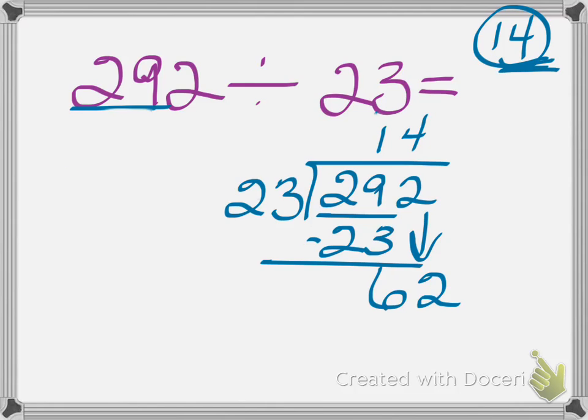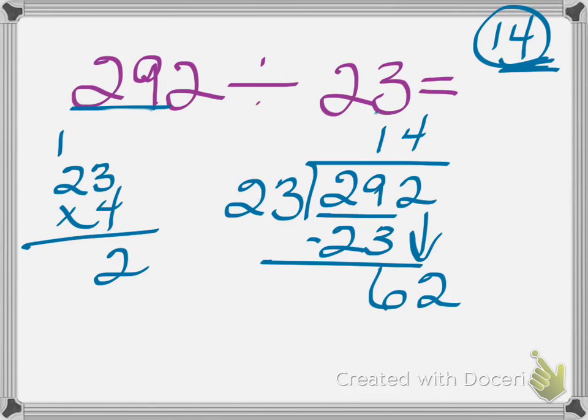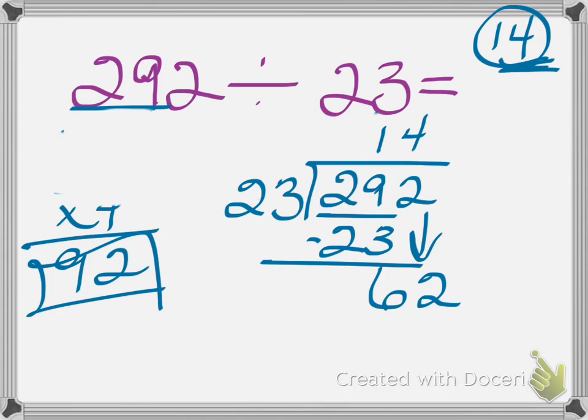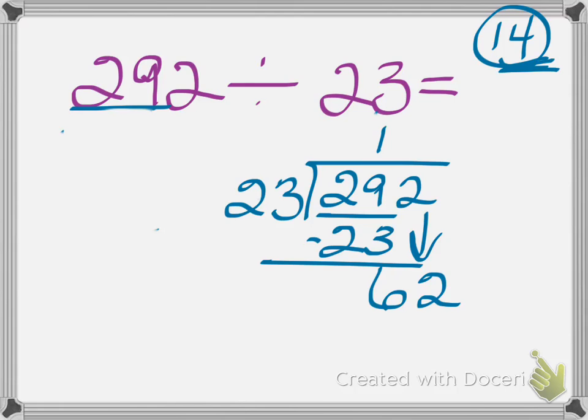4 times 23. 23 times 4 over here on the side. 4 times 3 is 12. Carry the 1. 4 times 2 is 8, plus 1 more is 9. 92. Whoa, that is way too big. Let's see if it is 13 instead of 14. Whoops. I guess I didn't need to erase that, did I?